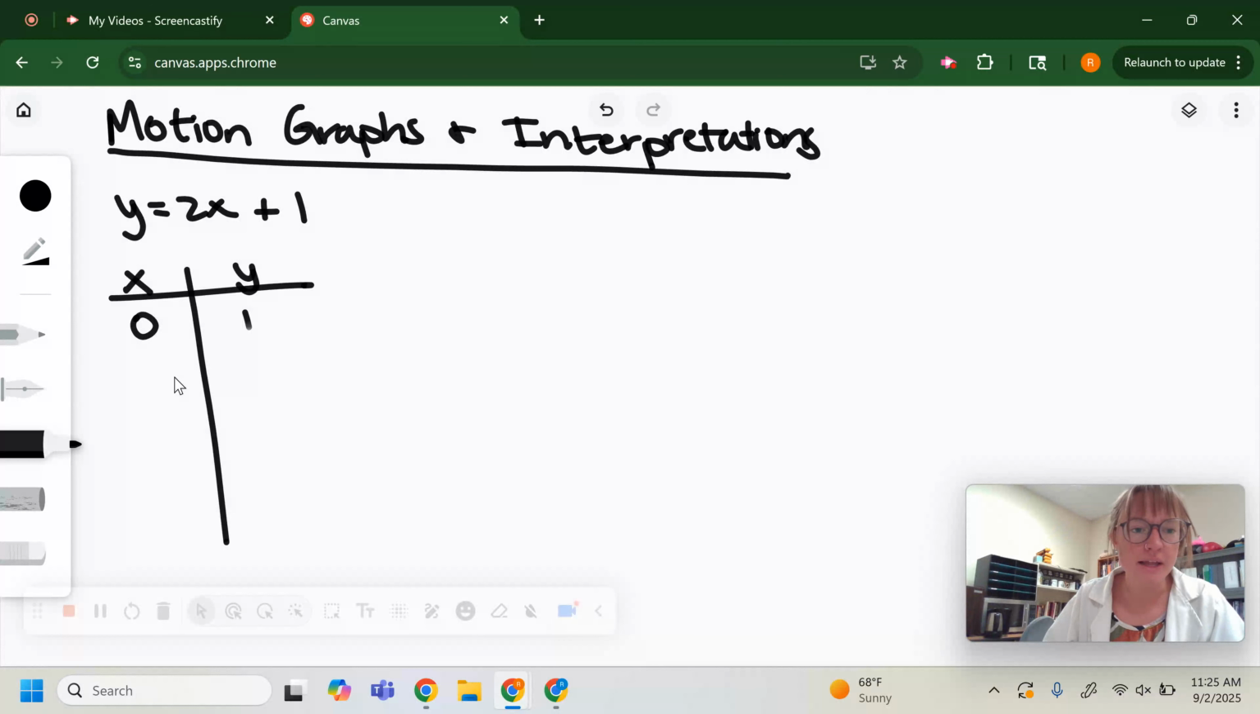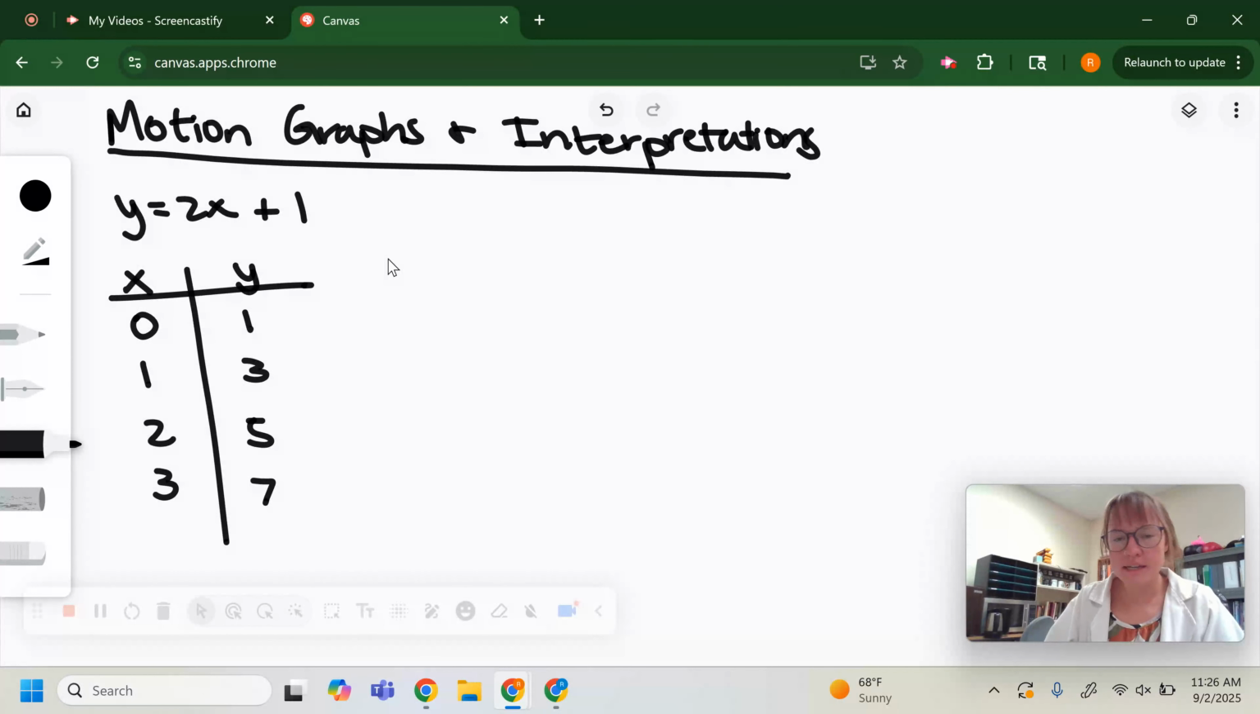Then you said, okay, let's try another thing. Let's try 1. When I plug in 1, I get 2 times 1, that's 2, plus 1, that's 3. And you'd plug in a 3 here. And then you'd say, okay, let's try the number 2. 2 times 2, that's 4, plus 1, that's the number 5. And so on and so forth. And you would get something like this. And you would keep on doing this here until you got a good number of points. And then once you had a good number of points, you would create a graph.